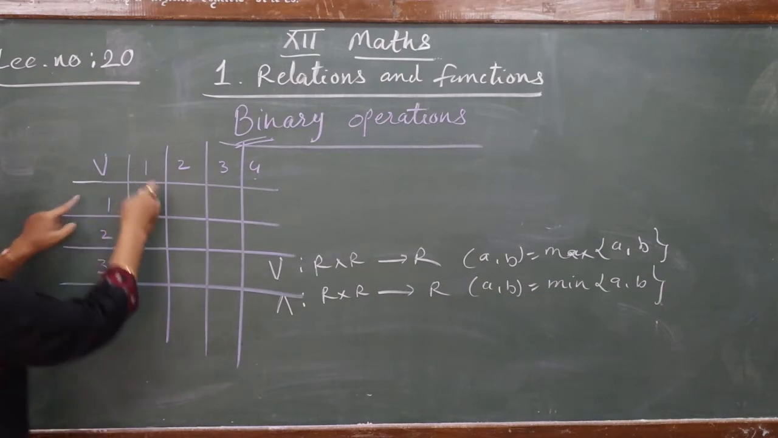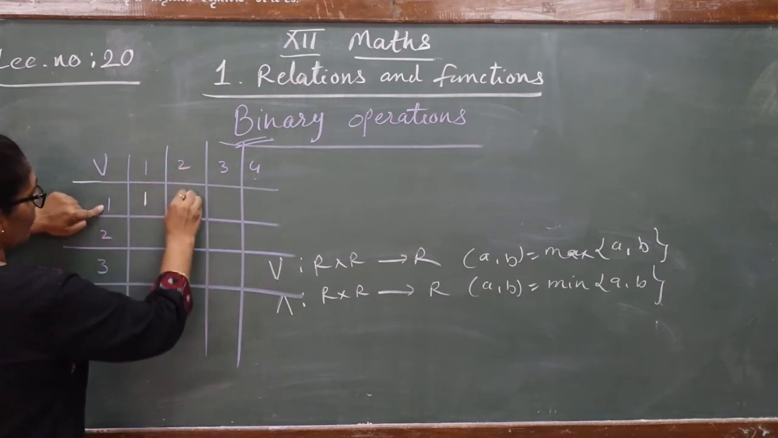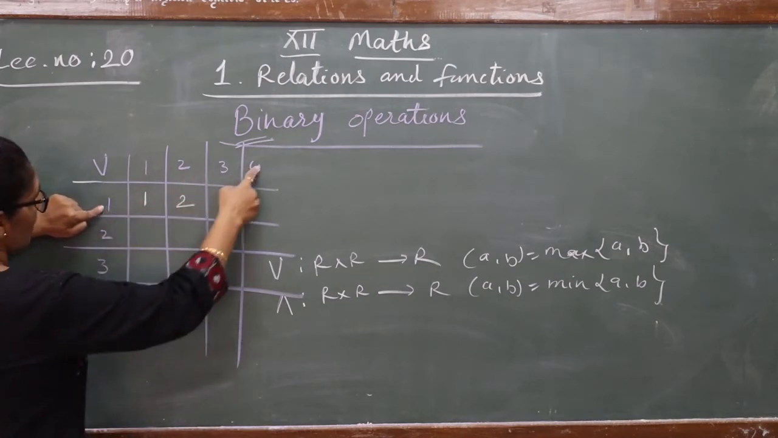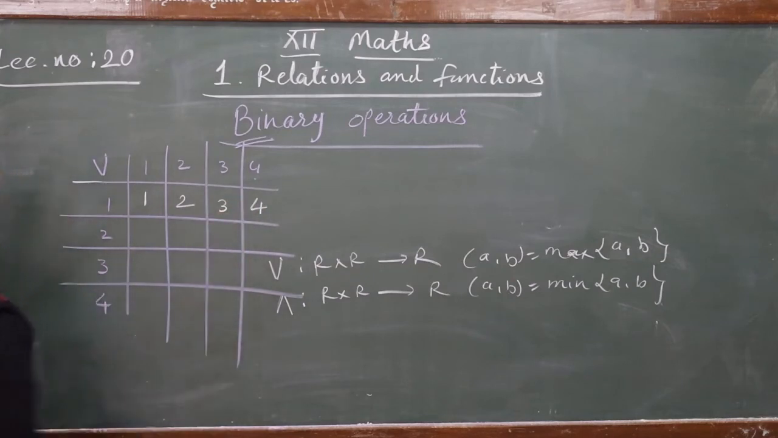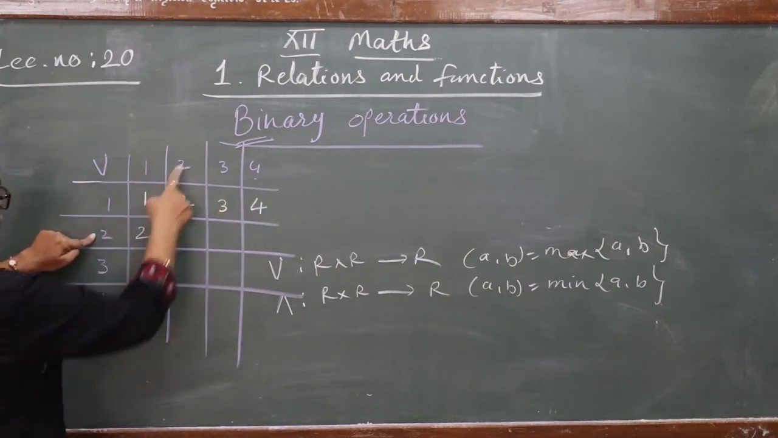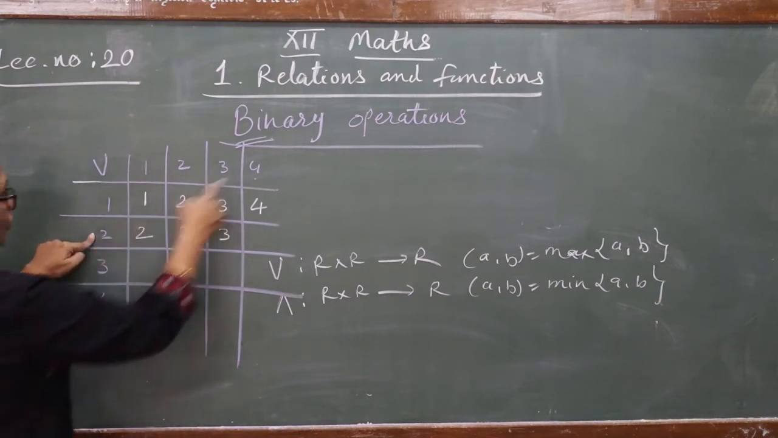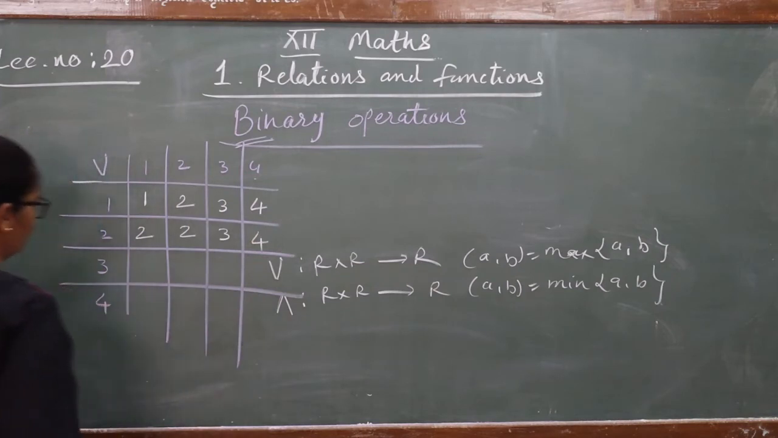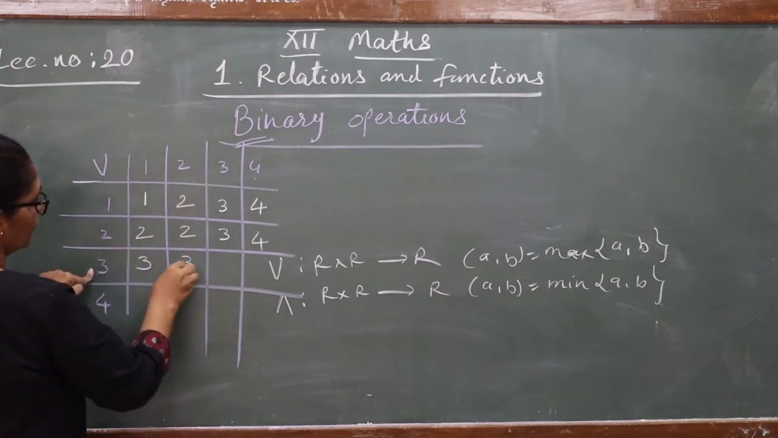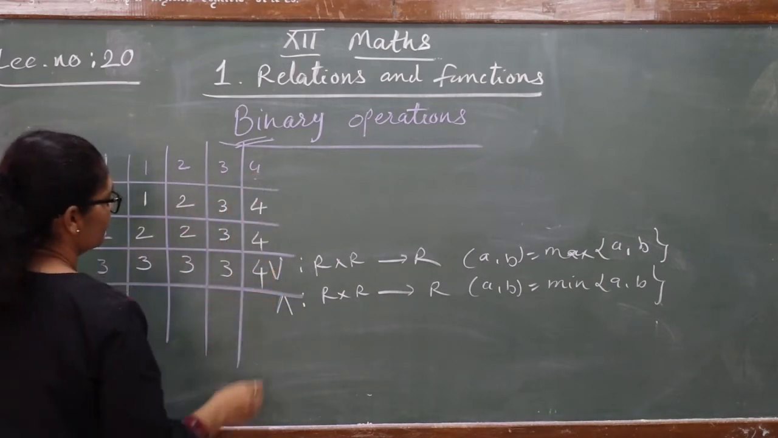So first, 1 and 1. Maximum of 1 and 1 is 1 only. Maximum among 1 and 2 is 2. Maximum among 1 and 3 is 3. And maximum among 1 and 4 is 4. Similarly 2 and 1, so maximum is 2. 2 and 2, maximum is 2. 2 and 3, maximum is 3. 2 and 4, maximum is 4. Similarly 3 and 1, so maximum is 3. 3 and 2, 3 and 3, and 3 and 4, so maximum is 4.